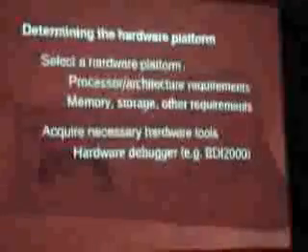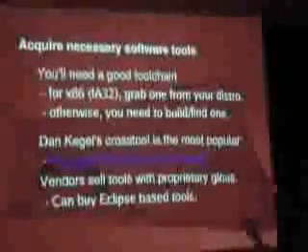We acquire the necessary tools. If we're doing hardware engineering, we're putting this together. We might need to have hardware debuggers. We might need to have various electrical test equipment and all that stuff. And then we acquire the necessary software tools. Okay, so we need to get hold of some tools that we can use to build Linux for our new device. So you need to get a tool chain.